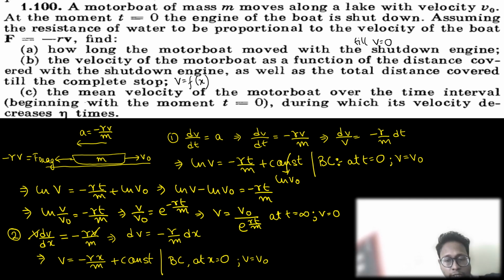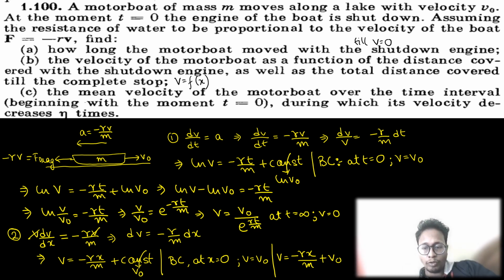So if I apply x equals 0 and v equals v naught here, the value of the constant is nothing but v naught. So our main equation of velocity as a function of x becomes v equals minus rx by m plus v naught.